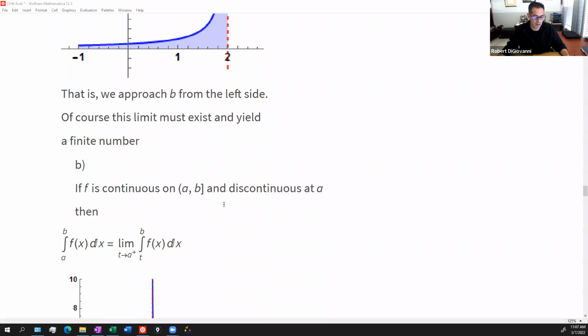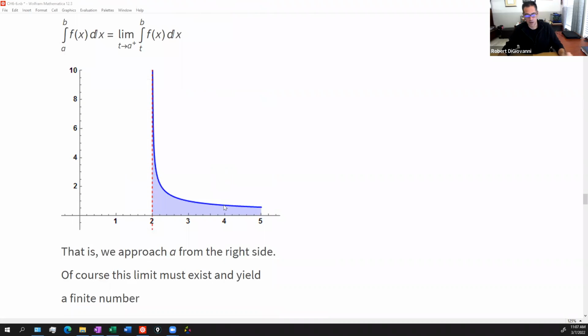Okay, and then if we have it the other way, where our discontinuity is on the left endpoint and not on the right endpoint, then again, this time we'll replace the left endpoint, that A, with T, then take the limit as T approaches A, but this time from the right, because again, it's at the left endpoint, so we can only come in from the right.